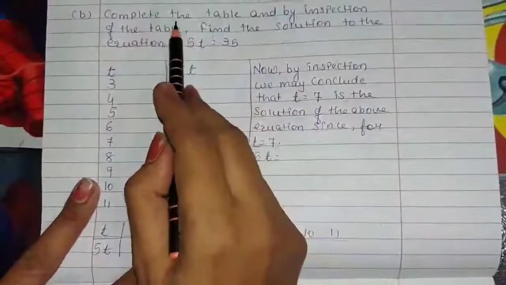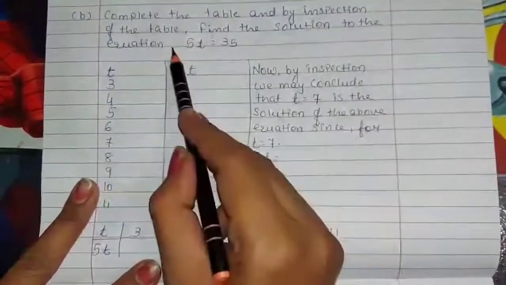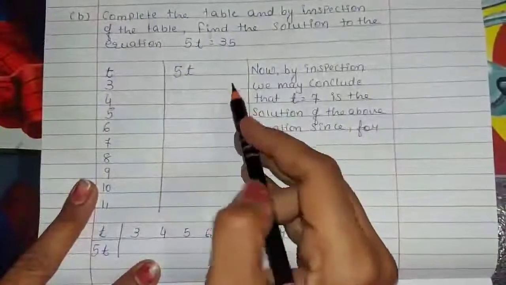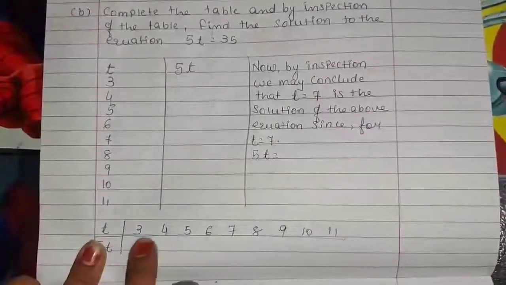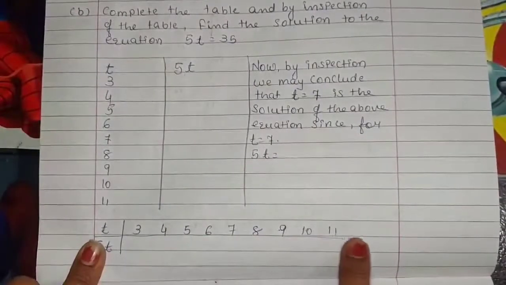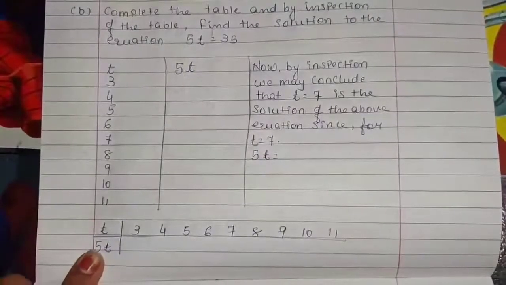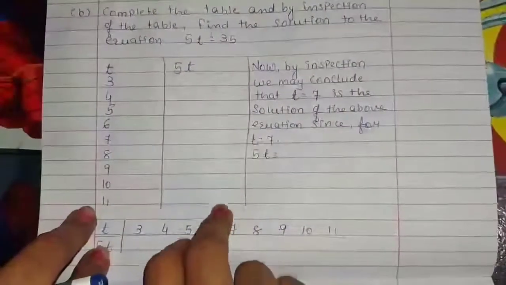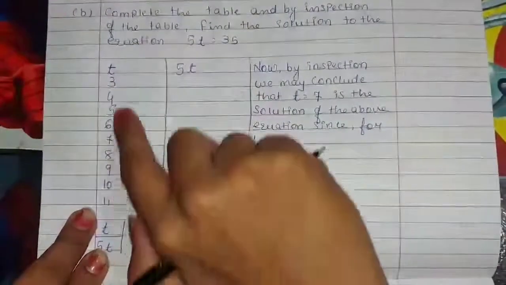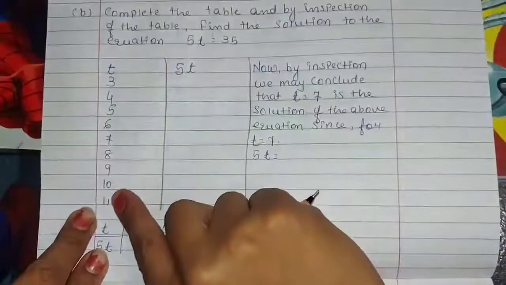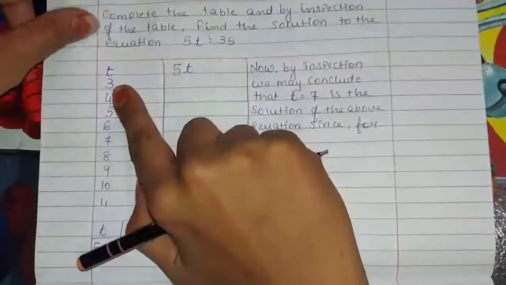Question number B. Complete the table and, by inspection of the table, find the solution to the equation 5t equals 35. Here the table given has t, with different values 3, 4, 5, 6, 7, 8, 9, 10, 11, and 5t. We will substitute the values and find 5t. So here we have written t as 3, 4, 5, 6, 7, 8, 9, 10, 11. This column holds the values of t. Now substituting these values of t, we will find 5t.